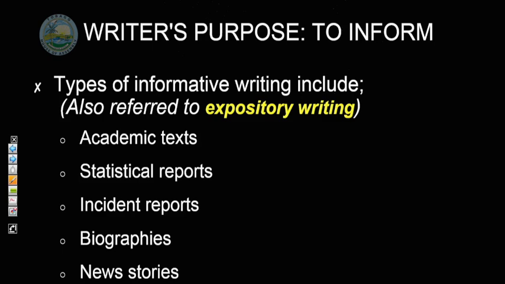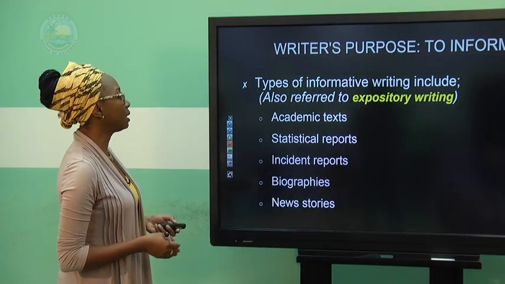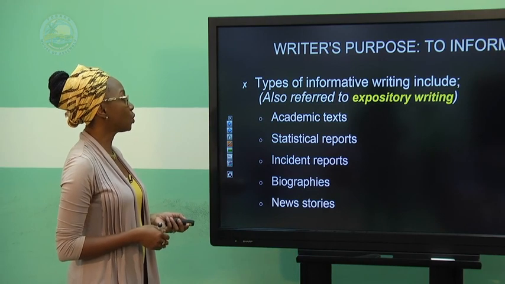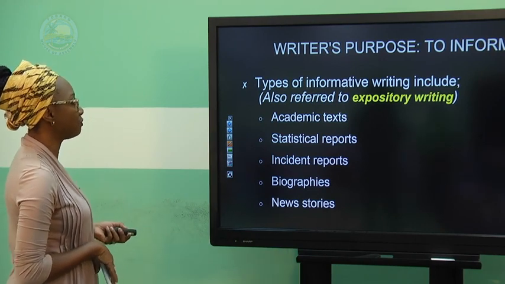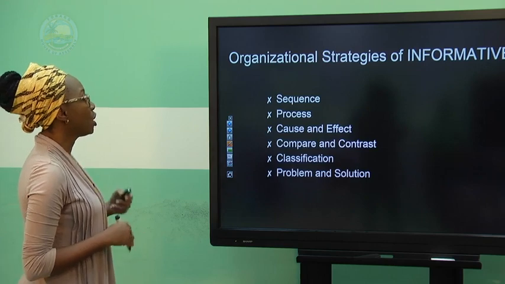News stories. We expect that when we tune in to news, whether it's television, radio, if we take the newspapers, we go online, what we're getting from that news story is going to be informative. The aim is to give us some information about what took place throughout the course of the day, or around the world in our region, and how we can get information about that. So these are some examples of informative writing.